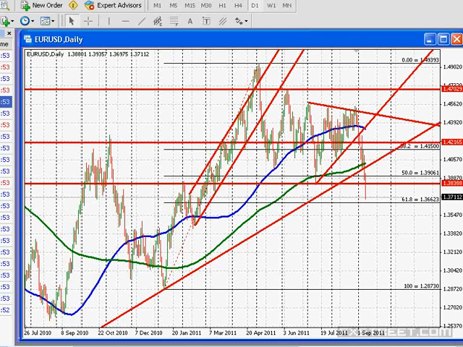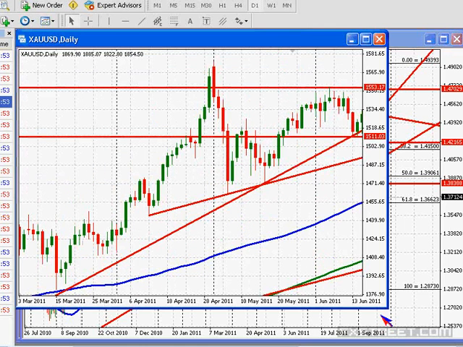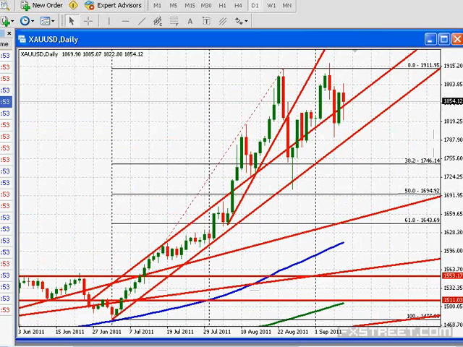Quick view of gold. From what I understand, they raised the gold margin requirements again here. And not seeing much reaction in gold. This move to the downside, margin requirements kind of led the way to the downside here for gold.